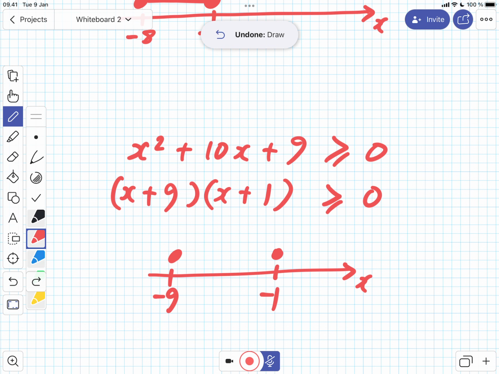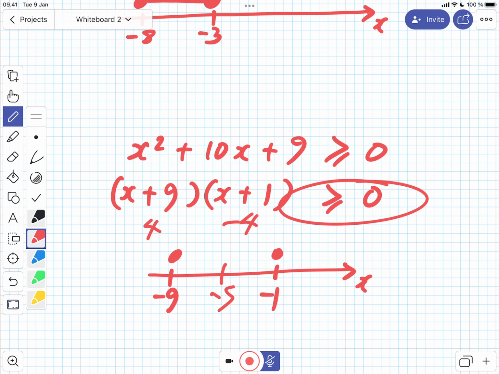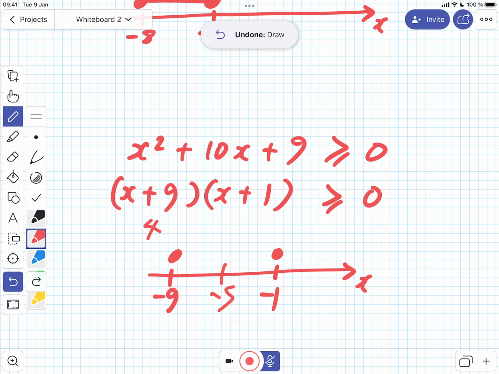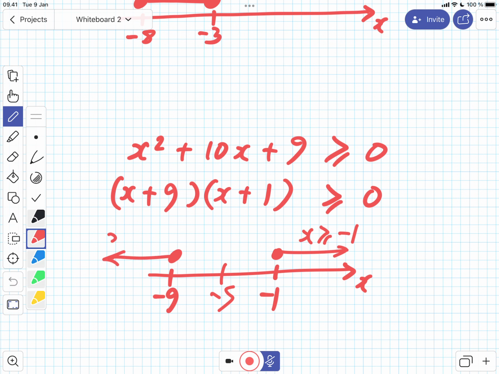Let's just think about what happens in between, say at -5. So at -5, if x is minus 5, you get 4 times minus 4. So a positive times a negative would give you a negative, but we want it to be greater than 0, so we want it to be a positive. So on this occasion, the inequality is satisfied if x is greater than or equal to minus 1, so in other words to the right of minus 1 on the number line, or if x is less than or equal to minus 9, to the left of minus 9 on the number line.